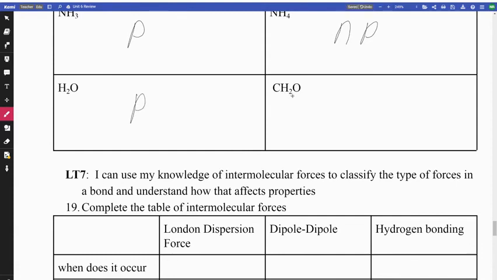And CH2O, that is going to be trigonal planar, but it's going to have two different types of bonds. Sorry, there we go. So this oxygen is going to pull with more strength than either of these hydrogens, so that is going to be a polar bond.